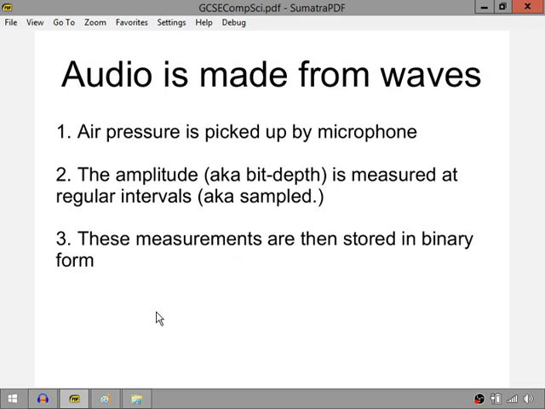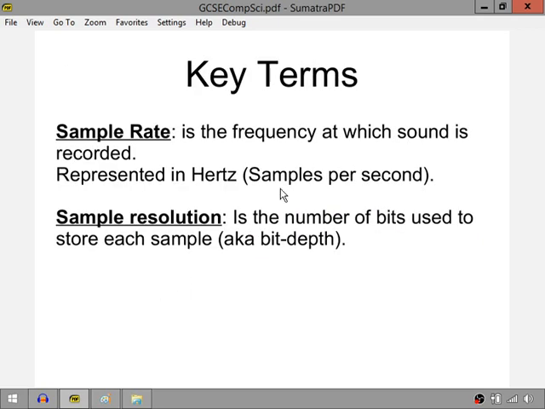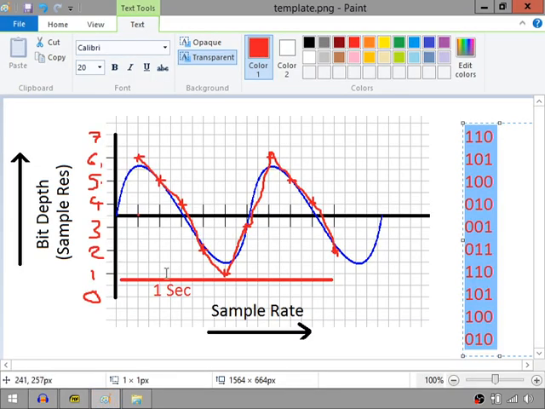And then the last bit of the theory, sample rate is the frequency at which sound is recorded. So just to clarify, this example, that's 10 times per second, so 10 Hertz.